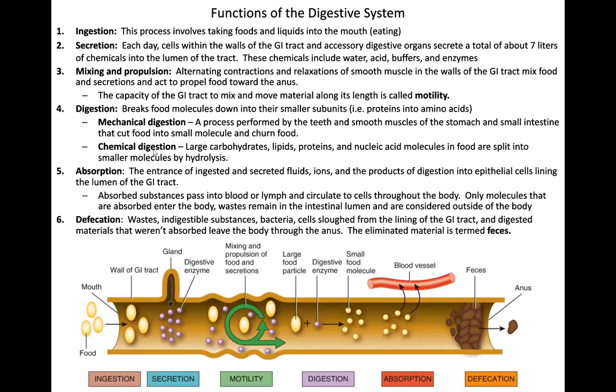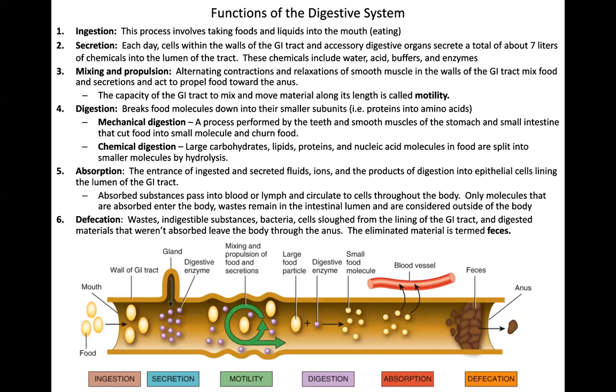Chemical digestion is much more complicated. It involves enzymes, where we actually perform chemical reactions that we've talked about before, hydrolysis reactions, where we break bonds, which is what we have to do to things like carbohydrates, lipids, proteins, and even nucleic acids that we've ingested.